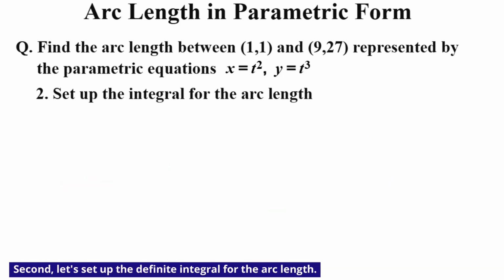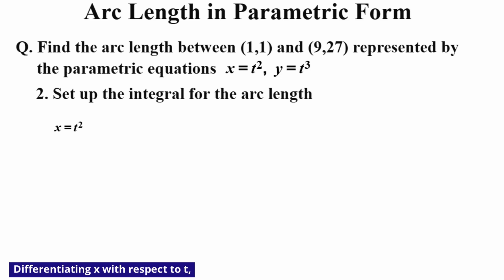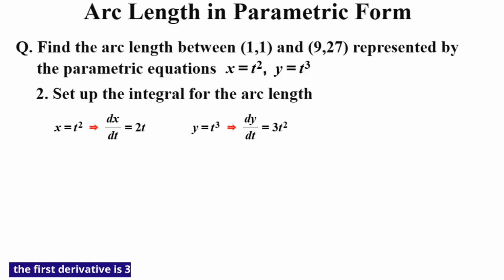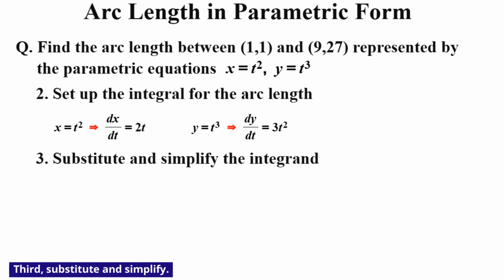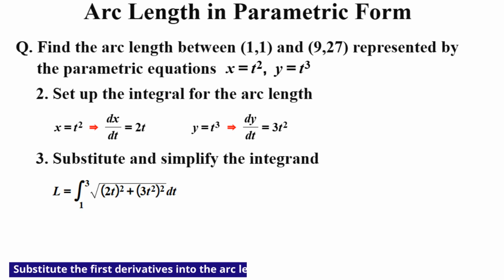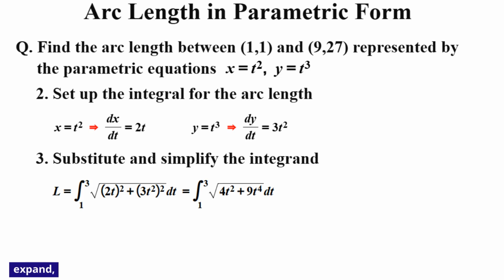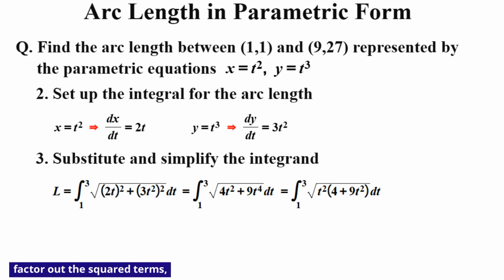Second, let's set up the definite integral for the arc length, differentiating x with respect to t. The first derivative is 2t. Differentiating y with respect to t, the first derivative is 3t squared. Third, substitute and simplify. Substitute the first derivatives into the arc length formula. Expand, factor out the squared terms, and simplify as follows.